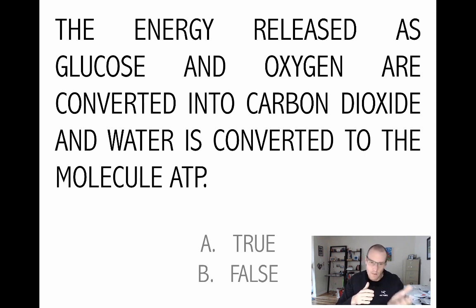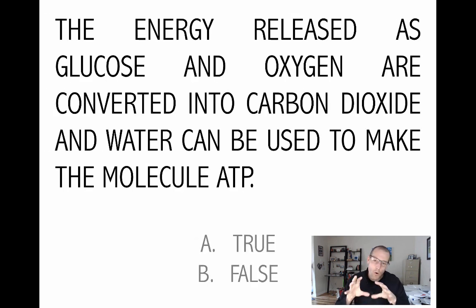What the statement says is that energy is converted to matter, and except in the center of some suns where certain nuclear reactions are occurring, you can't convert energy into matter, not at least at the level of introductory biology and college chemistry anyway. So you can't convert the energy into matter as far as we're concerned. The second question is better phrased. The energy released as glucose and oxygen are converted into carbon dioxide and water can be used to make the molecule ATP. This is what's happening in cellular respiration.